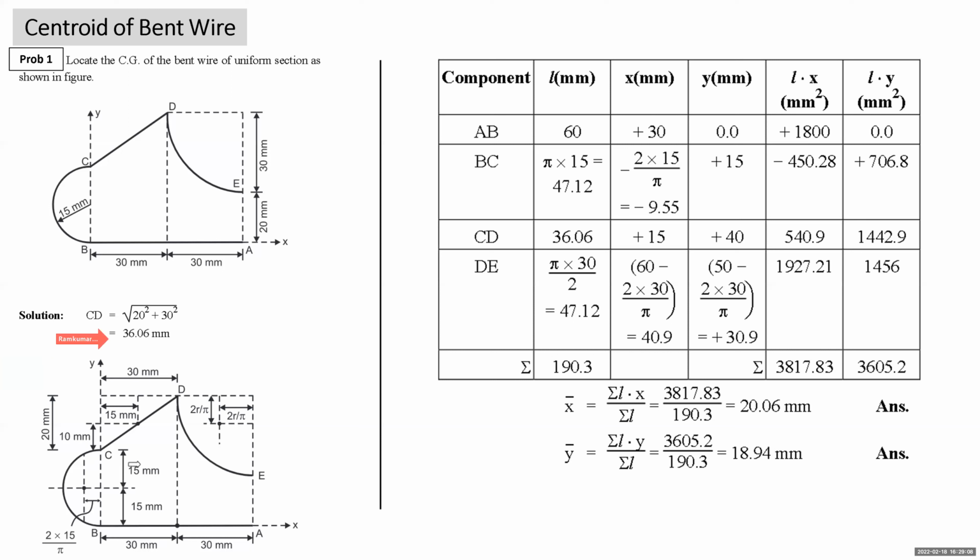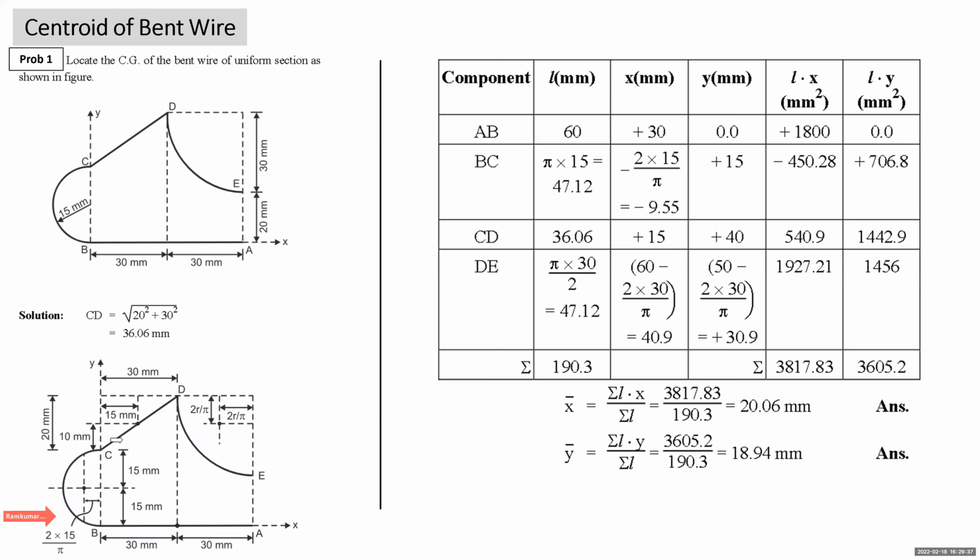Now I have marked the centroid of each component in the diagram. This is length AB, coinciding with the x-axis. It's of length 60, so the centroid will be at 30 mm from each end. I have marked it as a big dot. Then we come to the semicircular arc. The centroid of the semicircular arc lies on the axis of symmetry at a distance of 2r upon pi from the base. This is the base, so 2r upon pi. This is it. Then we come to this inclined length.